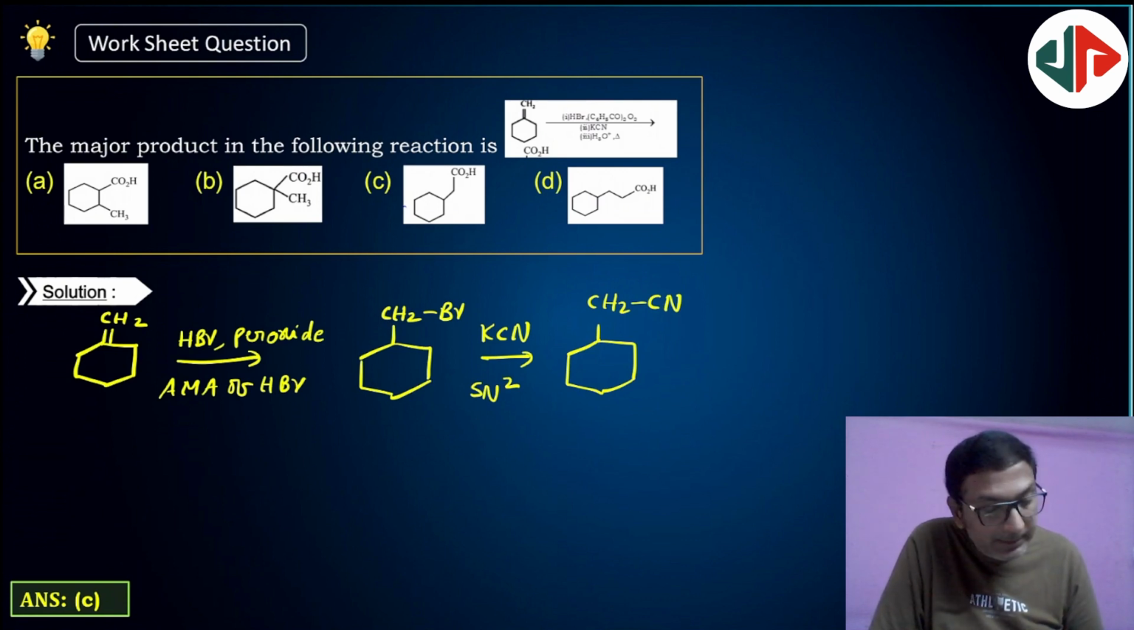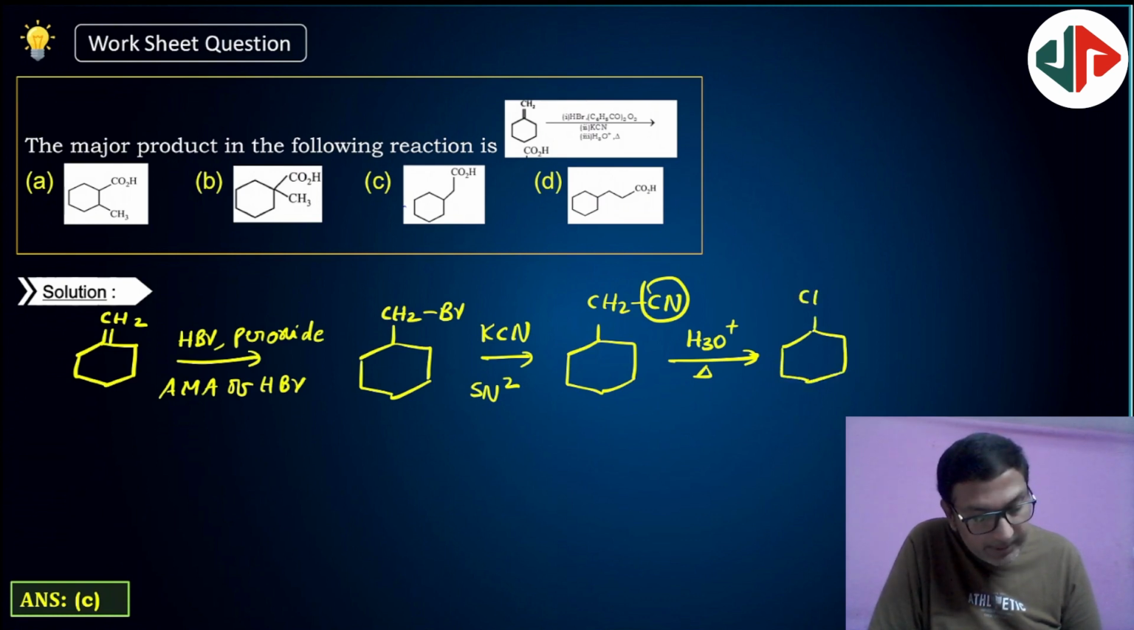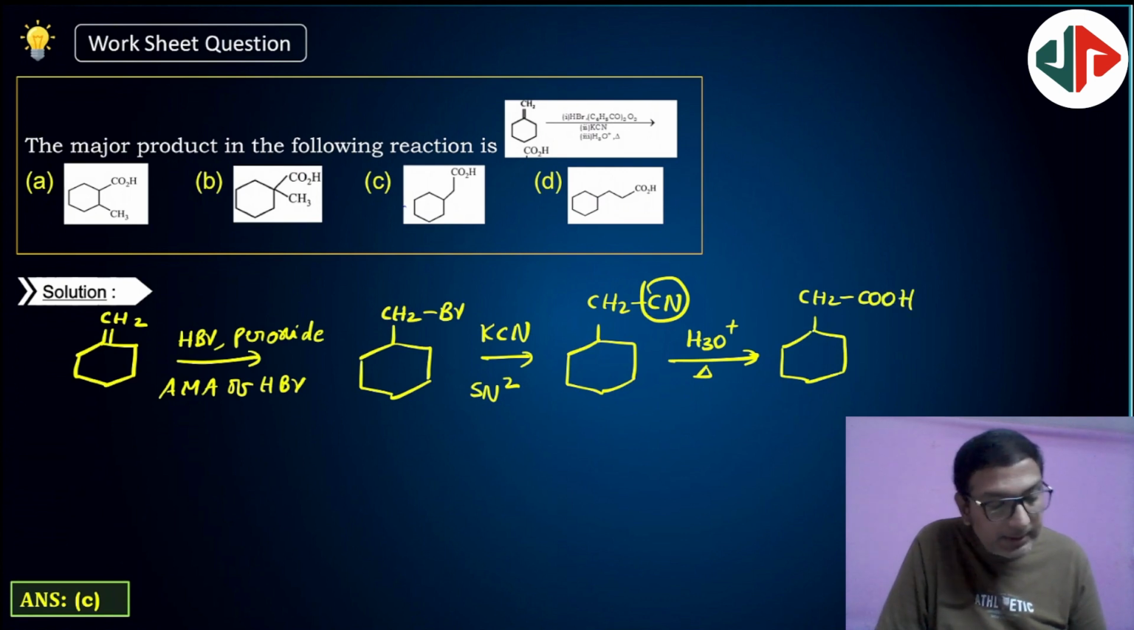Next, after that, hydrolysis with H3O plus and heat. So the CN group will be converted to COOH, that means CH2COOH. So this is the major compound.